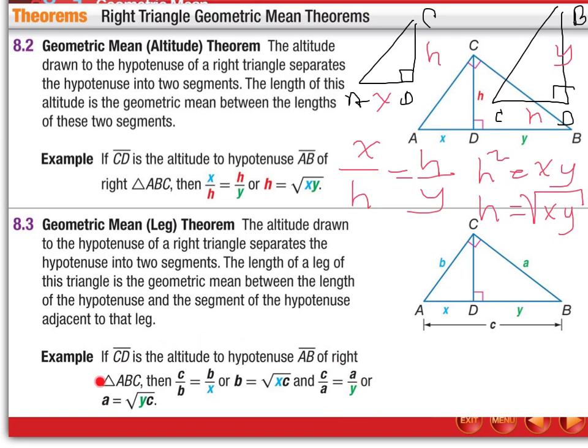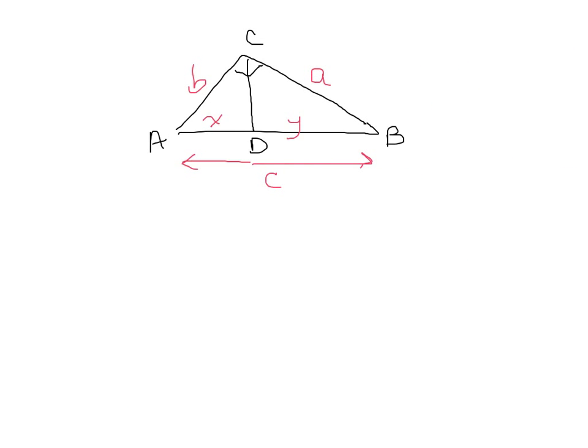And the theorem states that there are two additional geometric means that are created from the legs, from the non-hypotenuse sides of the original triangle. So here, looking at the leg B, B will be the geometric mean between the entire hypotenuse and this little segment here that's adjacent to B. A, the other leg, will be the geometric mean between the entire hypotenuse and its adjacent segment, Y. Let's take a look at why this is true.